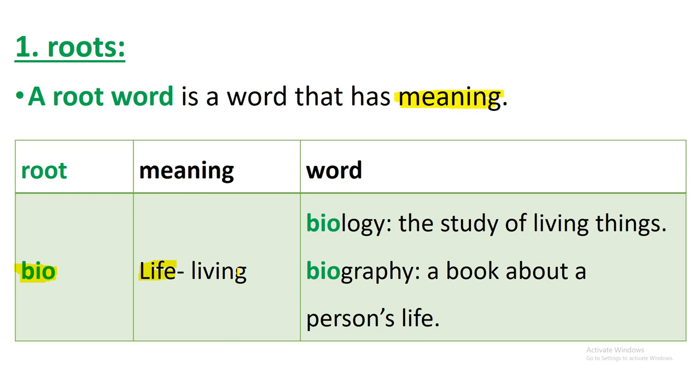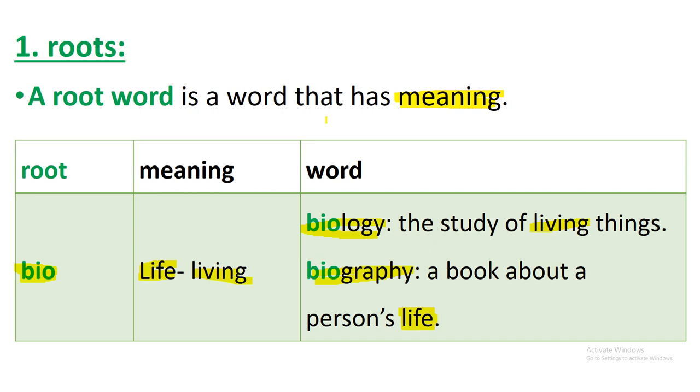For example, biology. I have the word biology. What is the meaning of biology? Biology means the study of living things. So I have here the same meaning as bio, living. The second example is biography. Biography is a book about a person's life. So I have here the word life.